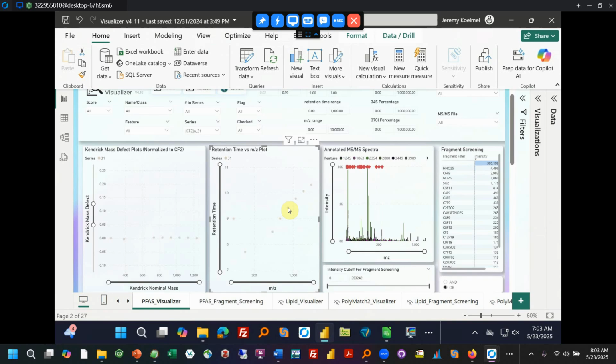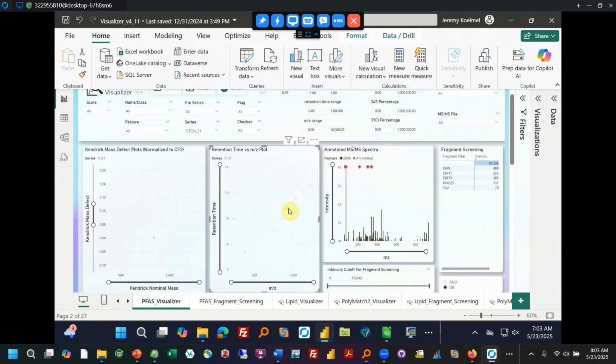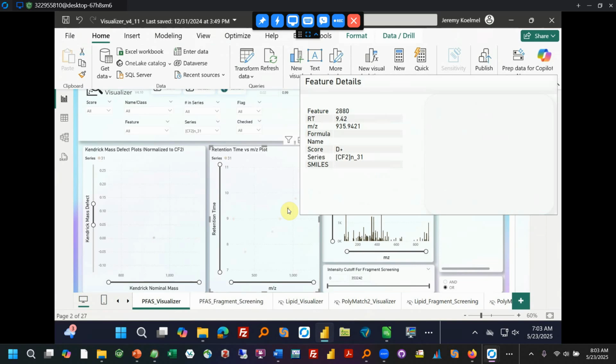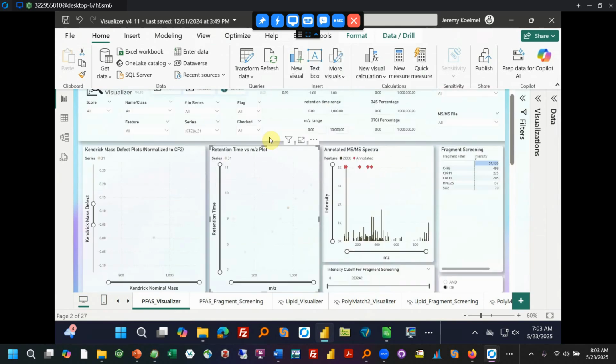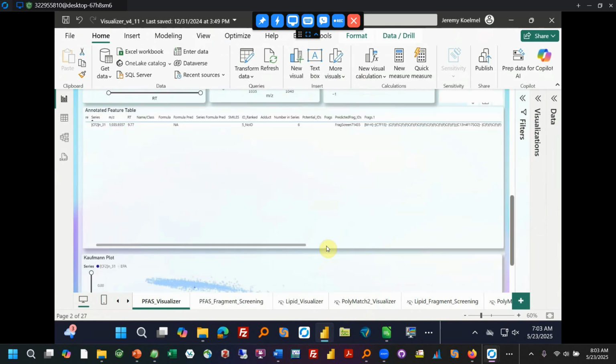But again, it's a little difficult. You could use CFMID or other in silico tools to try to get ideas for this structure. It could be an in-source fragment or a dimer. It does have a very high mass. It does have a very high M+1 as well for a PFAS species. These fragments, again, I'm quite confident in terms of being PFAS-related fragments.